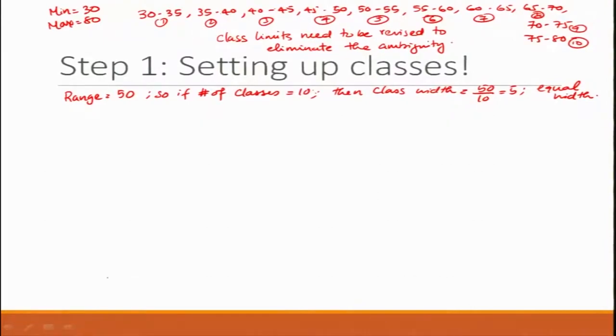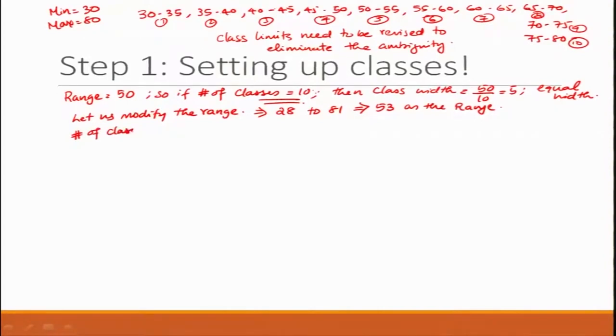So, to do that, since we have taken the number of classes as 10 for easy division and other things, one way to do it is that we can modify the range. The range now starts from 28 to 81, giving 53 as the range. So, that is given by 81 minus 28, 53. Number of classes equal to 10, which implies class width equals 53 by 10 equal to 5.3.